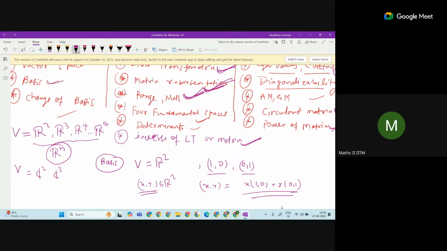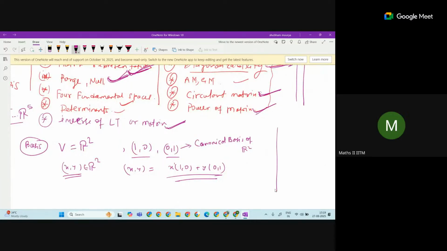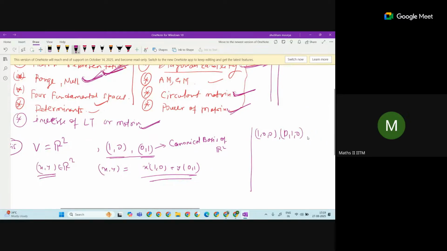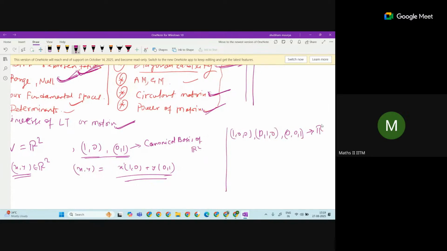Operations and other things in vector spaces I'm not going to discuss, because you have been doing them for a long time. Yes, this is the canonical basis. Is this the canonical basis, sir? Yes, this is a canonical basis of R2. Let me list out some canonical bases. The canonical basis for R3 is, not generally, this is the only one. This is the canonical basis of R3.